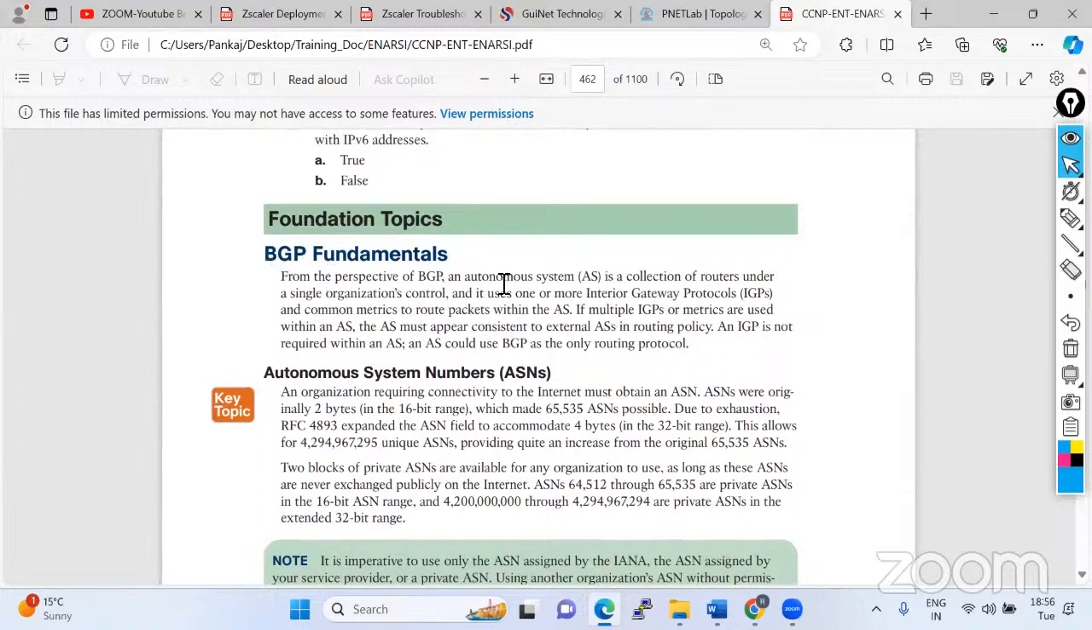From the perspective of BGP, an autonomous system is a collection of routers under a single organization's control. You can see the same thing I discussed, but in a more sophisticated, very summarized way. It uses one or more interior gateway routing protocols and a common metric to route packets within the AS. If multiple IGPs or metrics are used within the AS, they must appear consistent with the external AS routing policy. So these are a little bit confusing, right? Unless you have very good knowledge, you cannot understand what it is talking about, the meaning of the BGP fundamentals definition written in the official Cisco Press book.